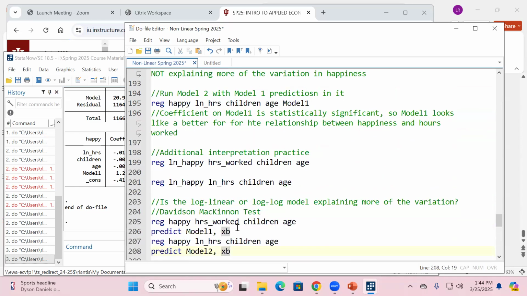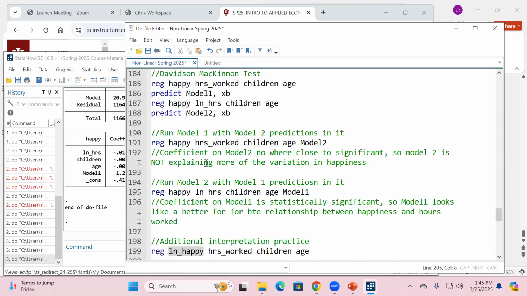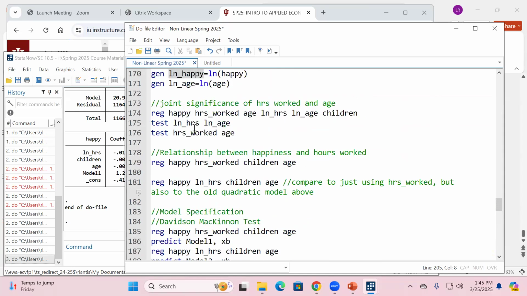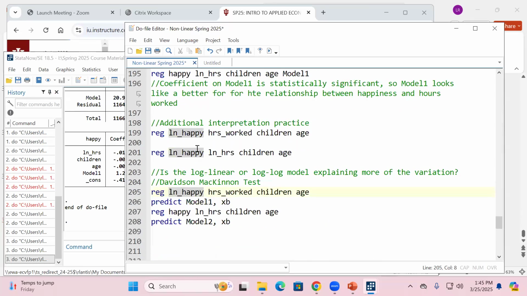We're going to come up with instead the natural log. What did I call this? I take the natural log happy. There we go. And then natural log of happiness. So now I'm going to estimate this log linear and this log relationship. Okay. So here's my log linear relationship. I'm going to save the predictions from that model. Here's my log model, save the predictions from that model. So I'm going to go ahead and run these.